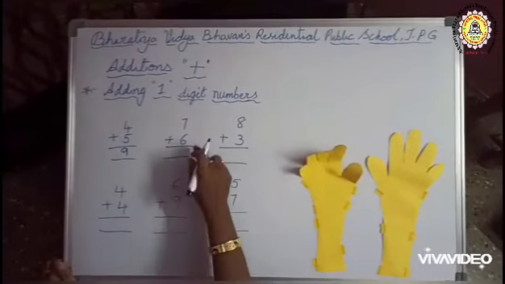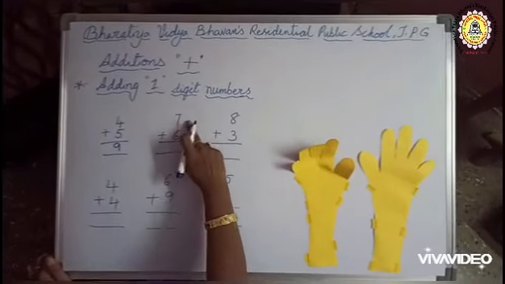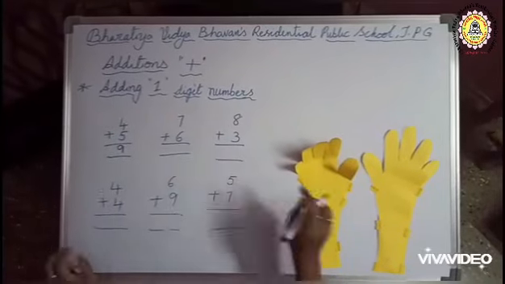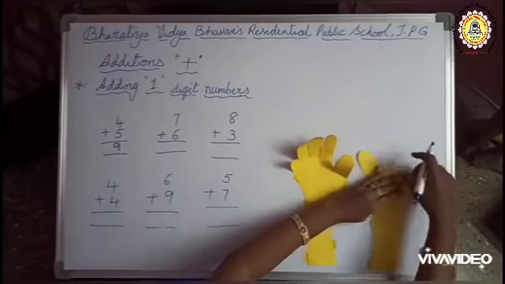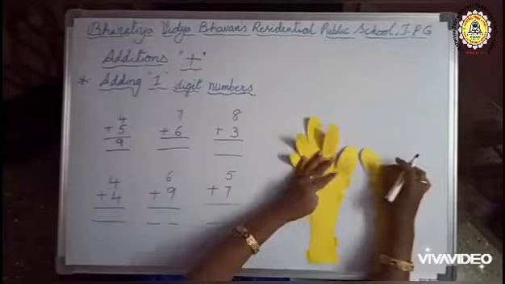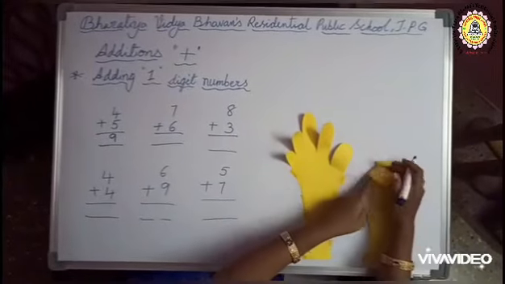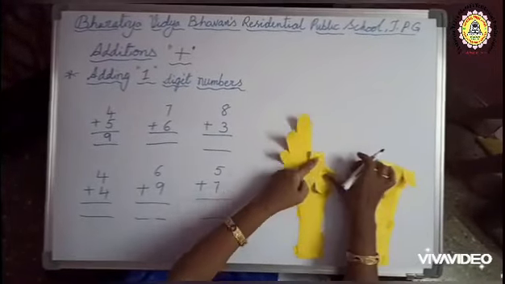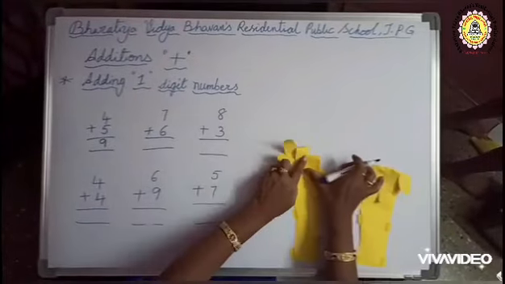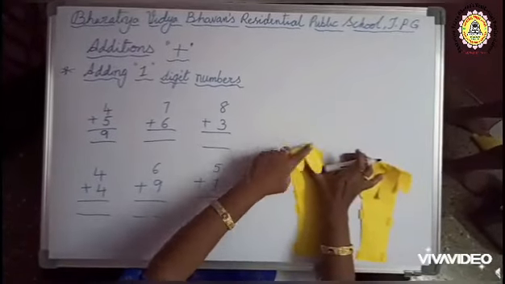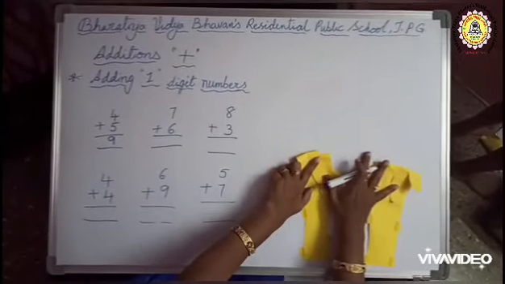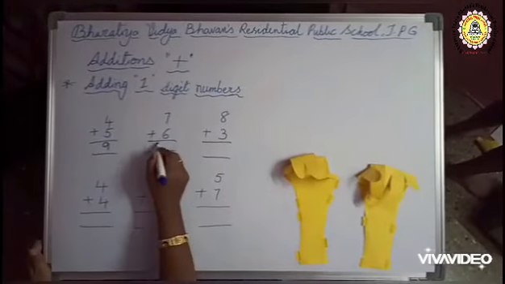And next one. 7 plus 6. 7 you put it in the mind and 6 you take out in your fingers. Now take out your fingers, children. 7 after 8, 9, 10, 11, 12, 13. Total 7 plus 6 is equal to 13.